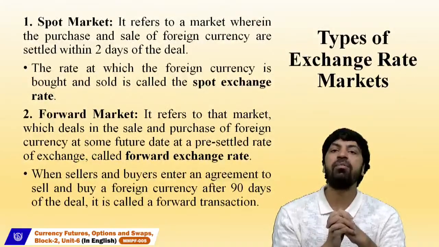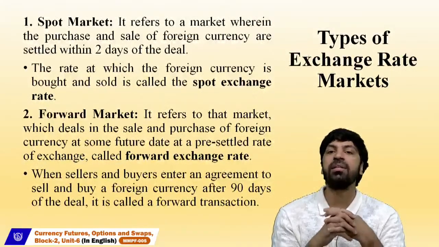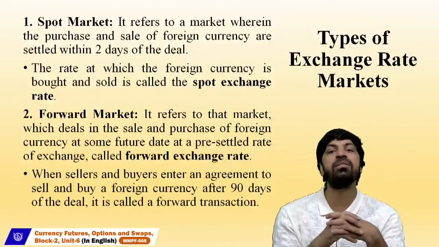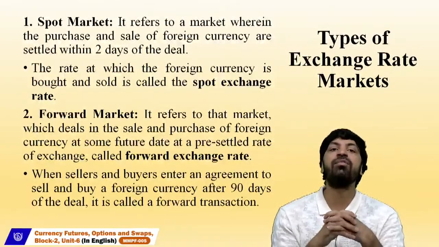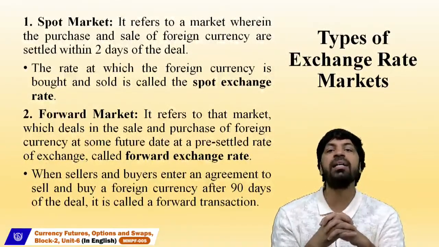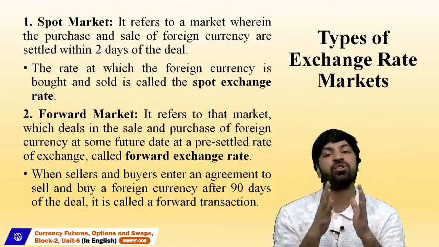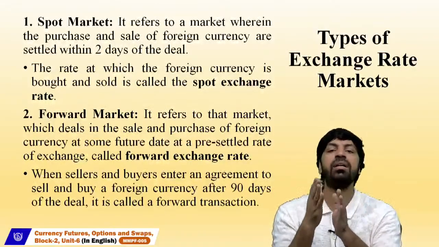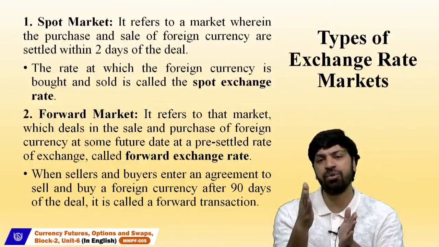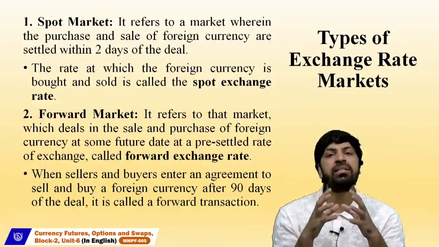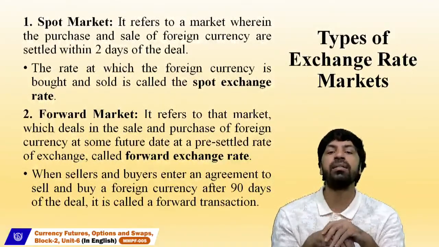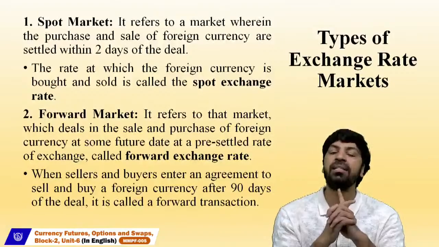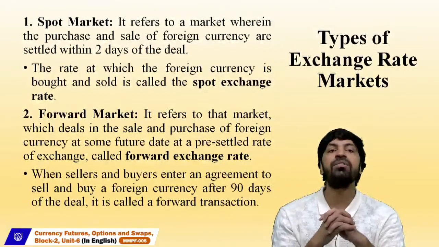Now we can come to the next important section, the types of exchange rate markets. There are two main types. The first one is the spot market and the second one is the forward market. The spot market refers to a market where the purchase and sale of foreign currencies are settled within a couple of days, it could be 2 or 3 days of the deal. The rate at which the foreign currency is bought or sold is called the spot exchange rate. Next is the forward market.